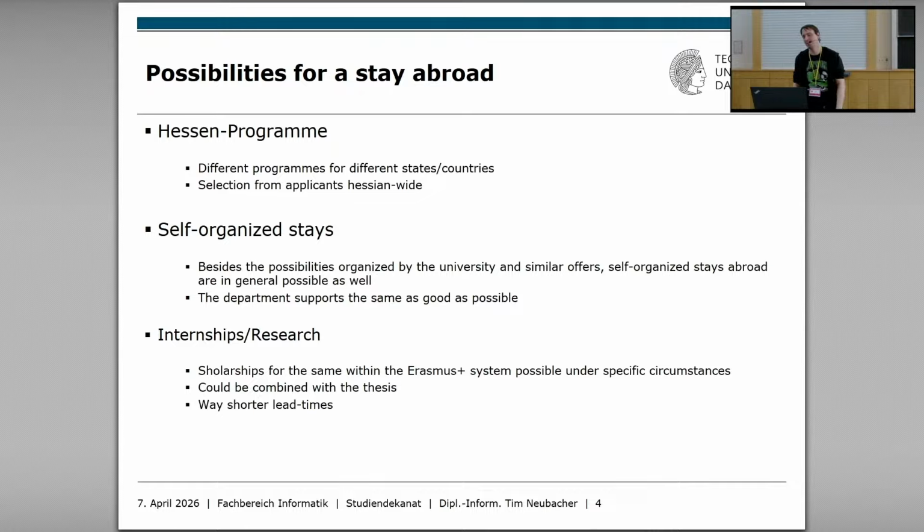And the second question, if I'm in contact with a university who would be interested in a contract with TU Darmstadt, who should I talk to? Us.